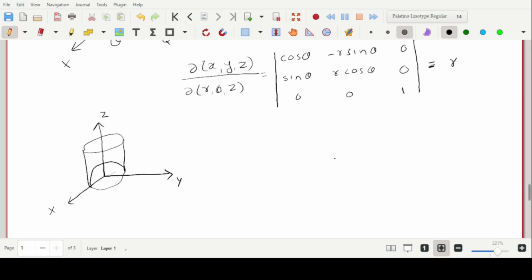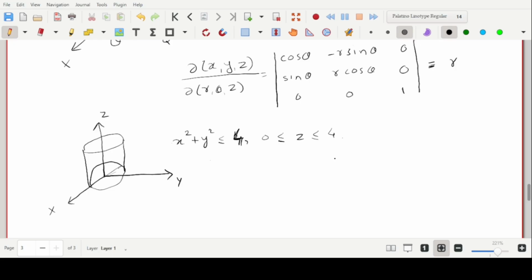So this radius is 2, so we have x square plus y square less than or equal to 4, and z varies between 0 and 4. Alright, so since this is the disk having radius 2, x square plus y square is r square. In the new coordinates r, theta and z, z is anyway as it is.